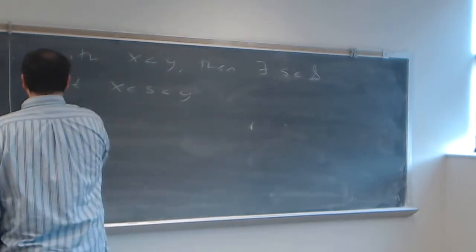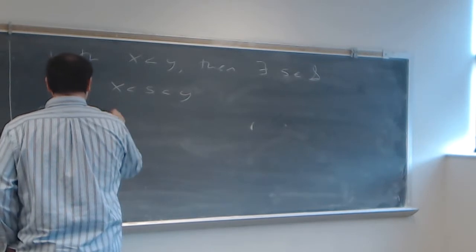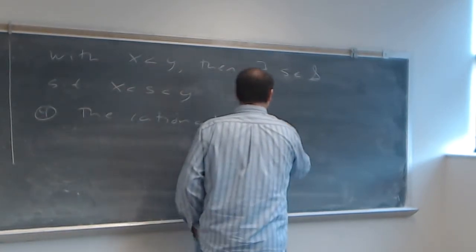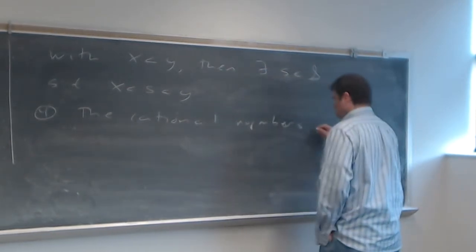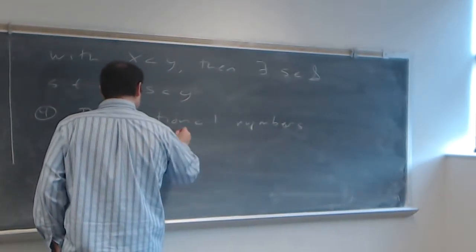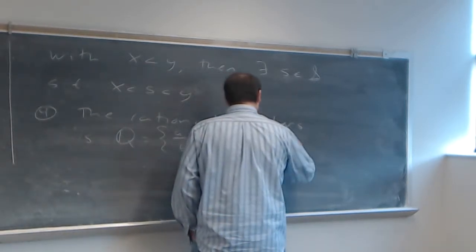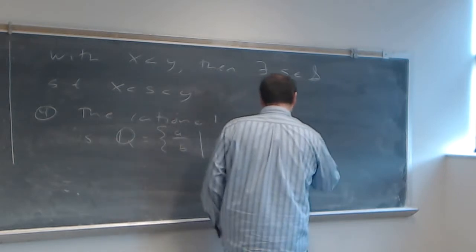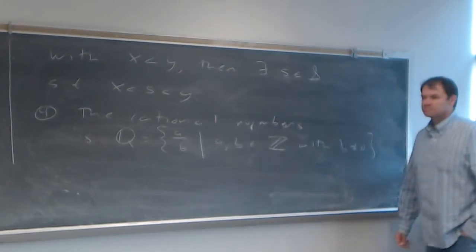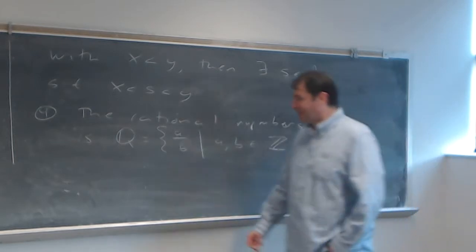A fourth thing that I want to recall from a long time ago is this. The set of rational numbers is denoted by Q, and it's equal to the set of a over b such that a and b are integers, so plus or minus whole numbers, with b being different from zero. Okay, so that's what I wanted to review.